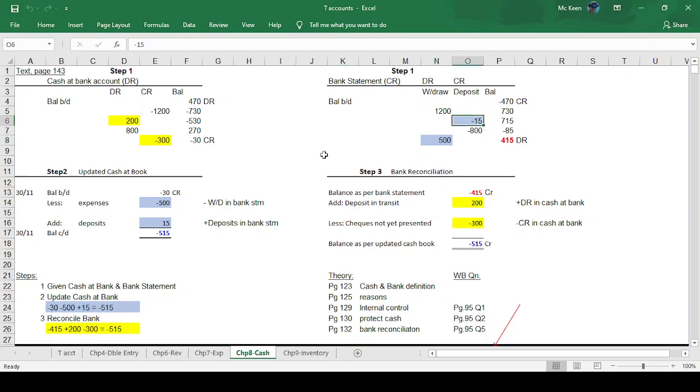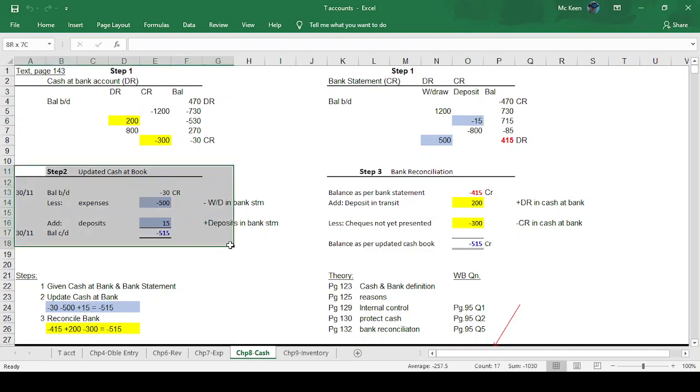So now from here, what do you need to do? Go to step 2, update cash book. This cash book is not a ledger account. It's just a calculation. It's called updating your cash book. It's not a ledger account. The ledger account is your cash at bank. But this is a step for this module where you do bank reconciliation. You have to show it in your working. Right. So update cash at bank book.